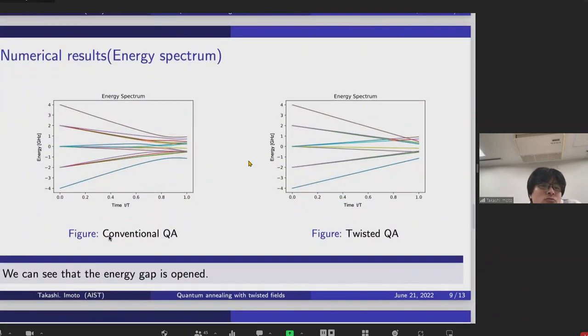Now the numerical results. At first, the energy spectrum. The left figure is the energy spectrum of conventional QA, and the right figure is the energy spectrum of twisted QA. And we can see that the energy gap is open, here and here.